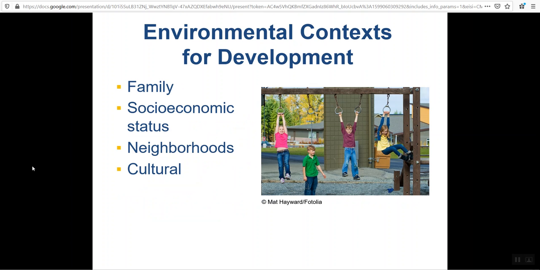Some of the environmental things that can affect development, and again, we'll talk more about this throughout the semester, are the family where the child is being raised, socioeconomic status, which we know can affect development, as well as neighborhoods and culture.